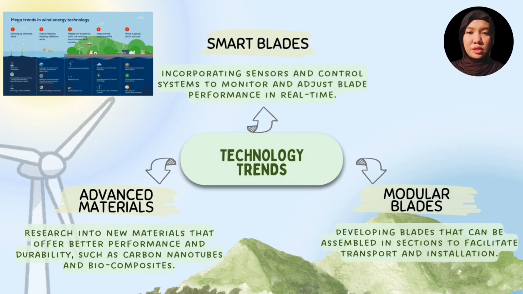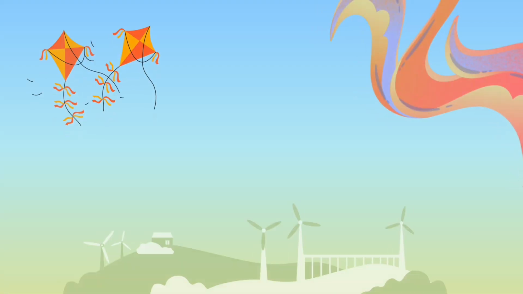Moreover, technology trends. First, smart blades, incorporating sensors and control systems to monitor and adjust blade performance in real time. Second, advanced materials. Research into new materials that offer better performance and durability, such as carbon nanotubes and biocomposites. Thirdly, modular blades. Developing blades that can be assembled in sections to facilitate transport and installation.